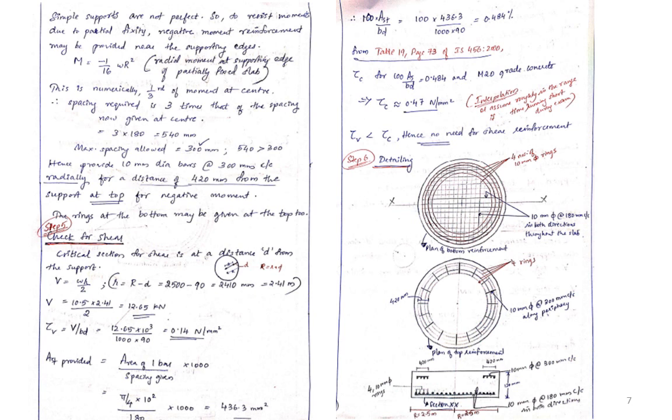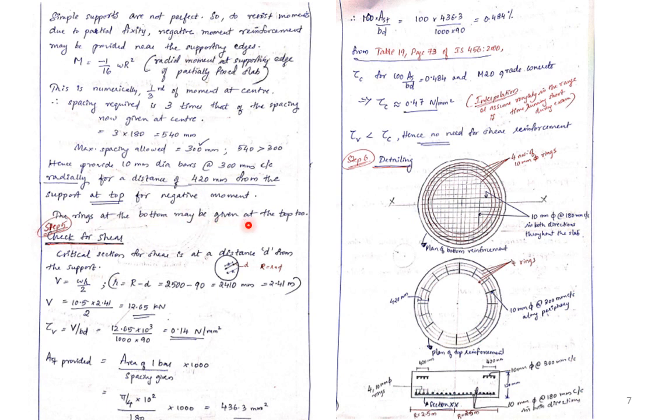And this is the radial moment we are talking about. So you have to give this reinforcement with the same diameter bar. You can choose the same diameter bar, and this reinforcement should be given radially and for a distance of 420 mm from the support at the top for negative moment. If you observe the moment diagram, you can clearly understand this. So we have to give these 10 mm dia bars at 300 mm center to center radially, because we are talking about radial moment, and this should be given radially for the distance 420 mm, 1 by 6 of the radius from the support at the top for negative moment.